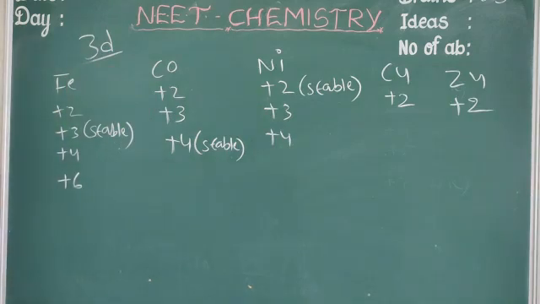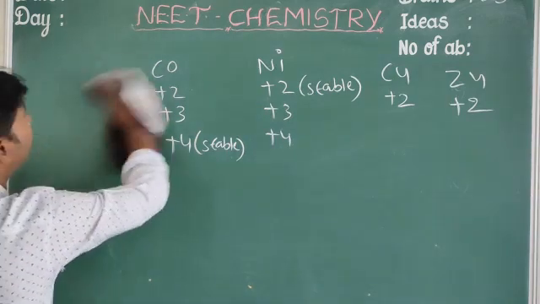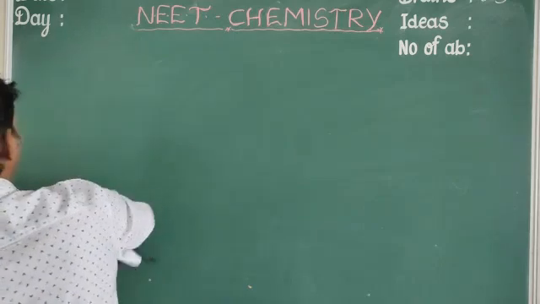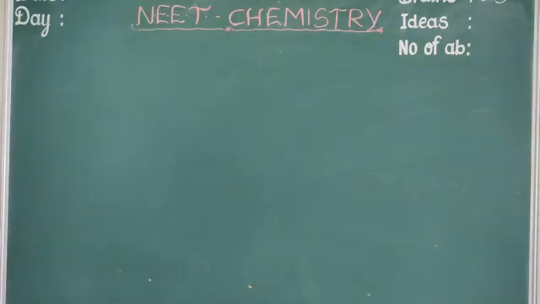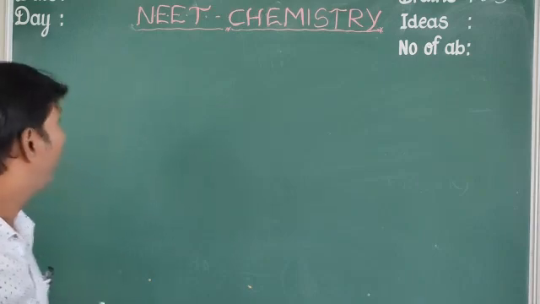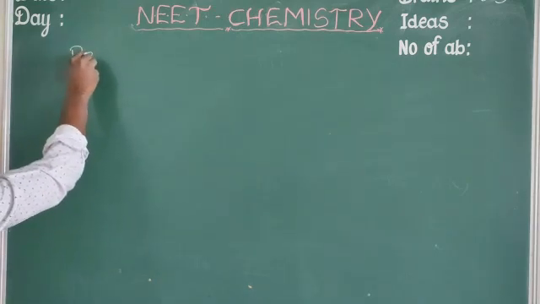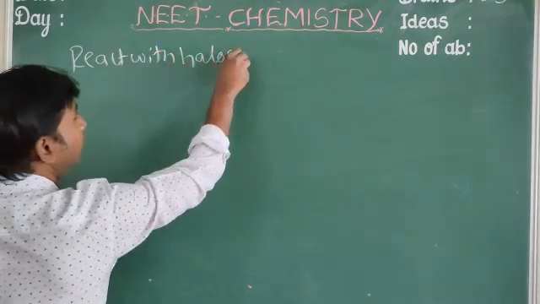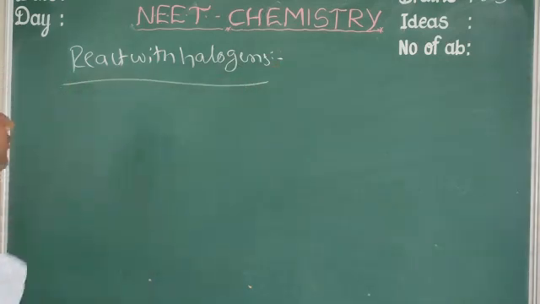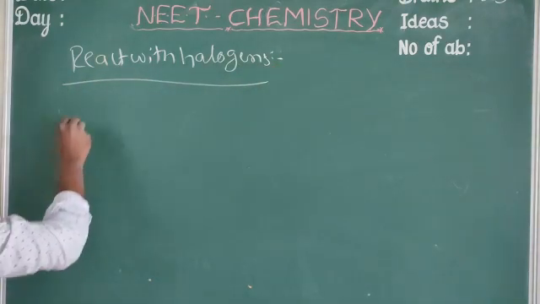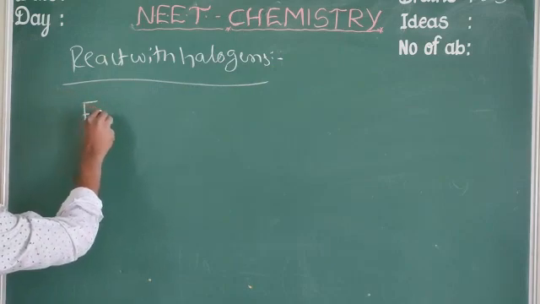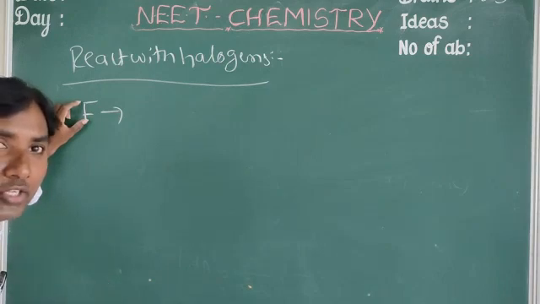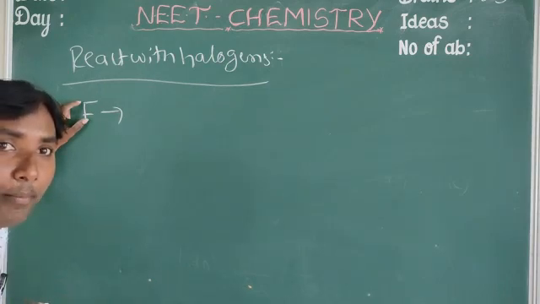Okay, then we have to discuss how these transition elements react with different electronegative elements. First, reaction with halogens. First, fluorine. Fluorine reacts with transition elements to form higher oxidation state compounds.